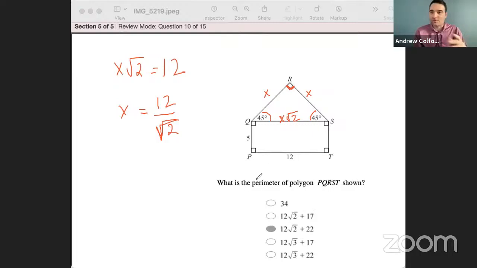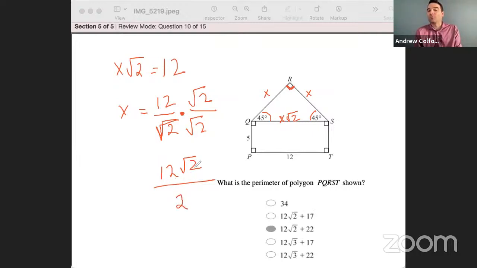The other way, the sort of proper way, but please don't be shy about using decimals, is to multiply the top and bottom by a root 2. Because when we do that, we get 12 root 2 over the square root of 2 times the square root of 2, which is 2. So I get 12 root 2 over 2, which is 6 root 2. So x is equal to 6 root 2.